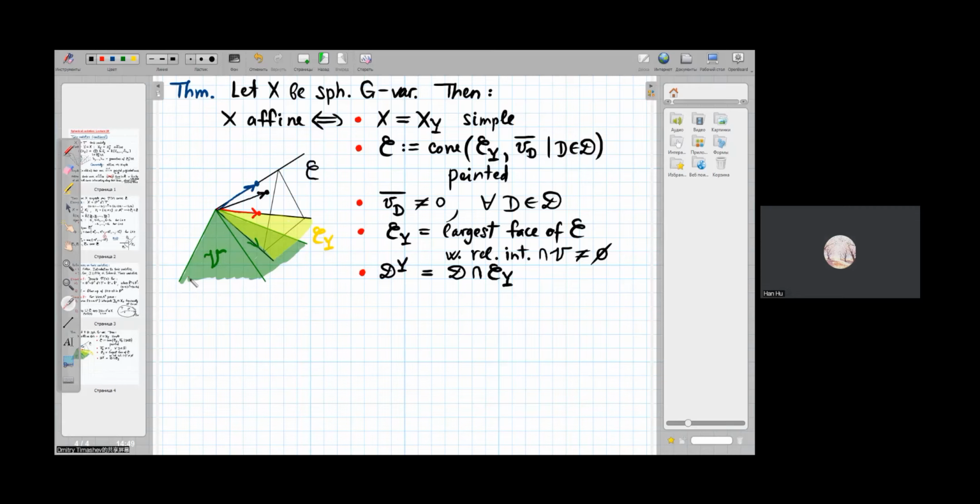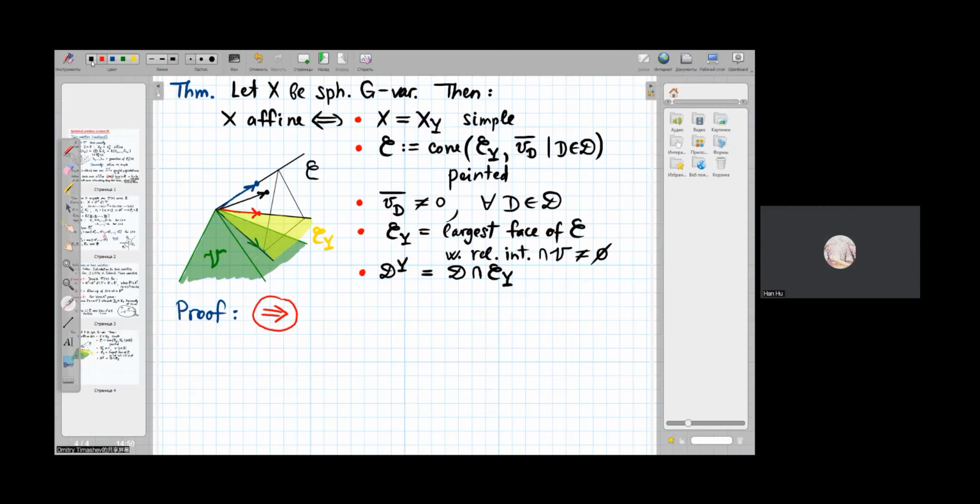Okay, well, let's continue. Let's go on with the proof. So we have to prove the implications in both directions. Let me start with the direction from the left to the right. So suppose that X is affine, and we have to check all these conditions.